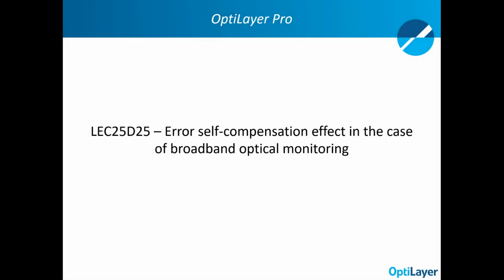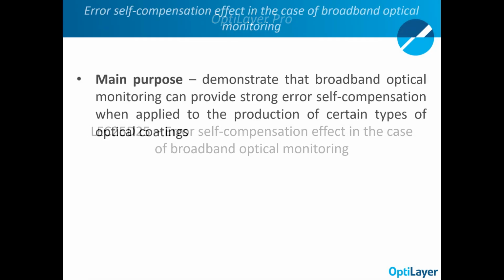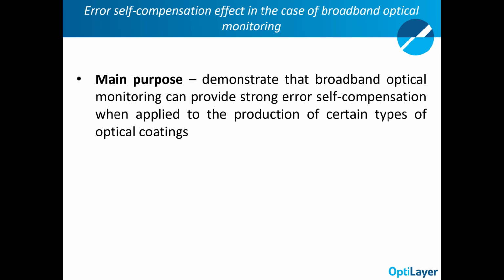The main purpose of this example is to demonstrate that broadband optical monitoring can provide strong error self-compensation when applied to the production of certain types of optical coatings. A 50-layer non-polarizing shortwave pass, NPSWP, is used as an example to demonstrate this.